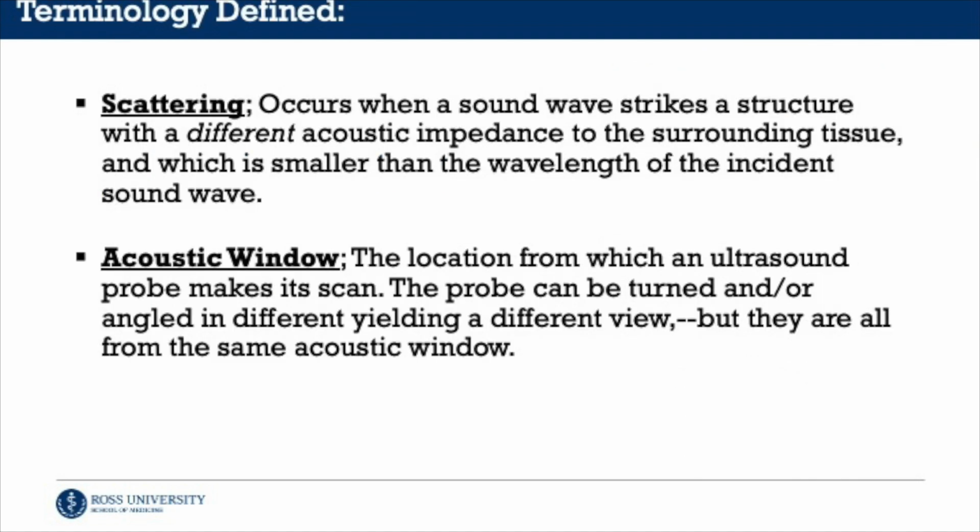Now, let's go into some of the terminology. Scattering occurs when a sound wave strikes a structure with a different acoustic impedance to the surrounding tissue, and which is smaller than the wavelength of the incident sound wave. What do they mean by acoustic window? This is basically your field of view. This is the location from which an ultrasound probe makes its scan. The probe can be turned and or angled in a different way, which would yield a different view, but they are all from the same acoustic window.